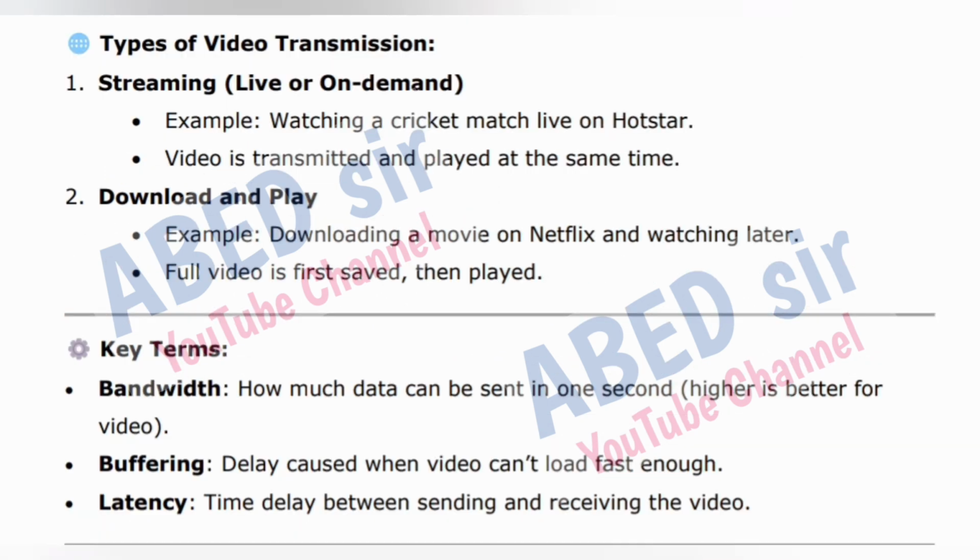Types of video transmission. 1. Streaming, live or on demand. Example, watching a cricket match live on Hotstar. Video is transmitted and played at the same time. 2. Download and play. Example, downloading a movie on Netflix and watching later. Full video is first saved, then played.